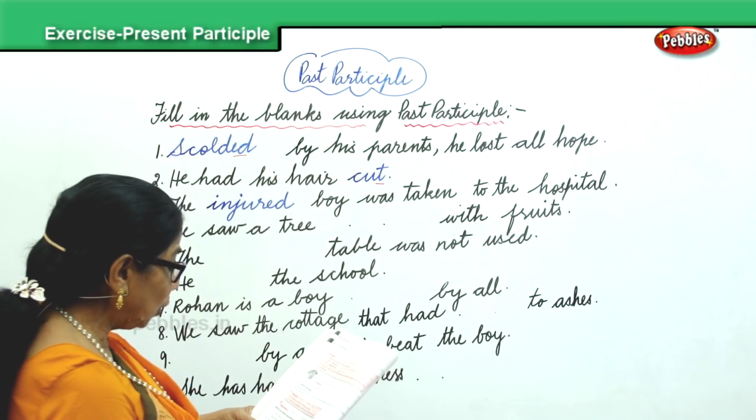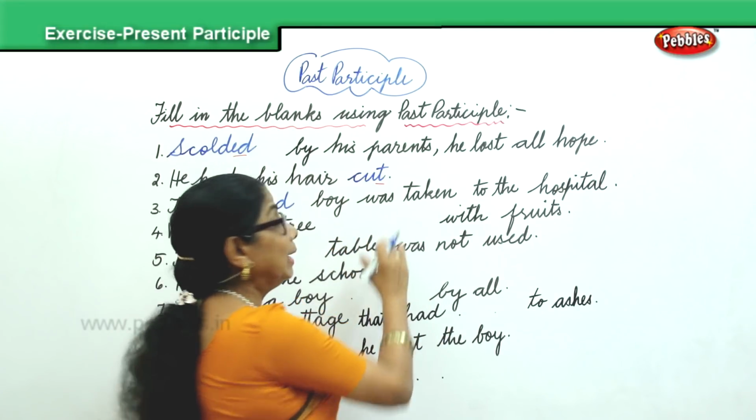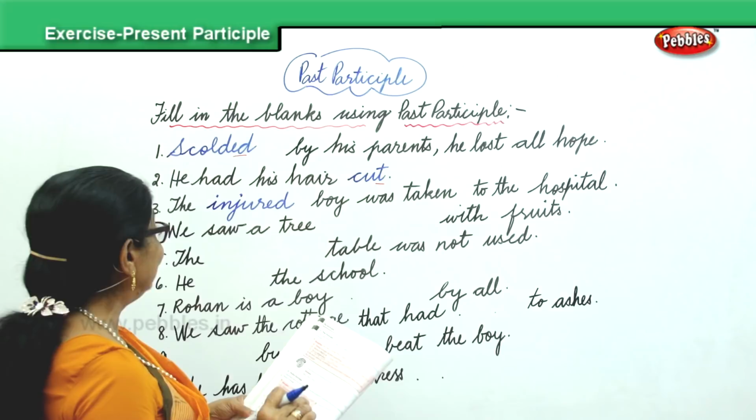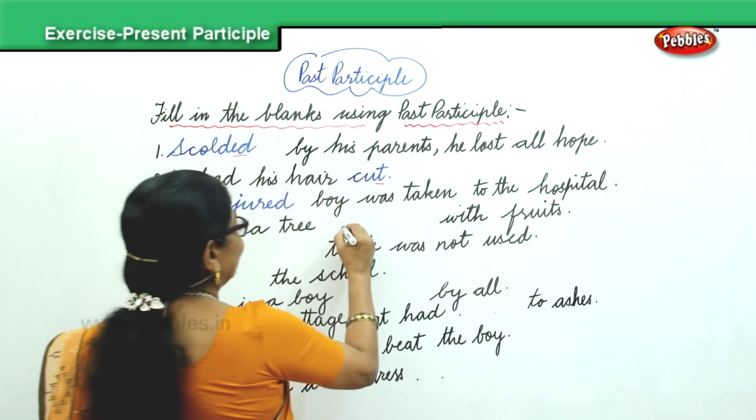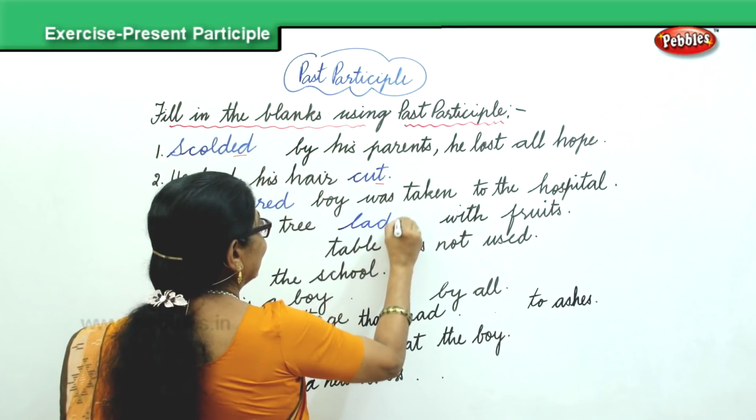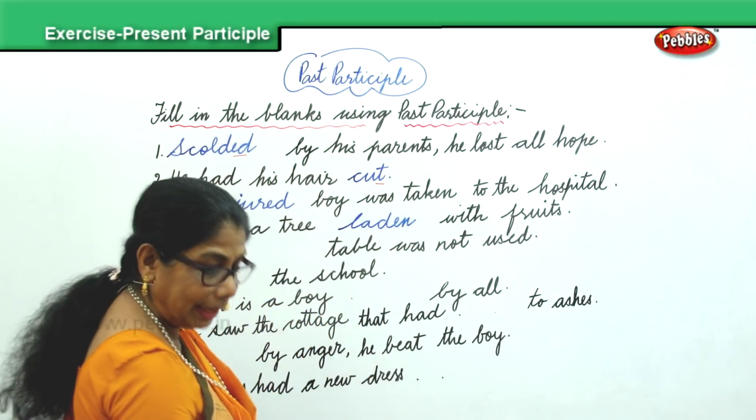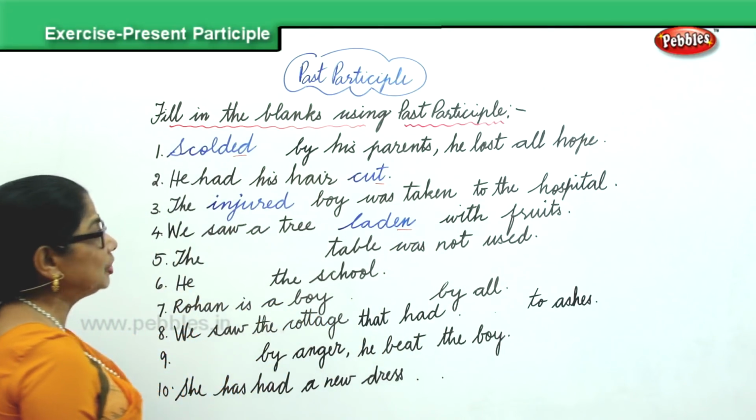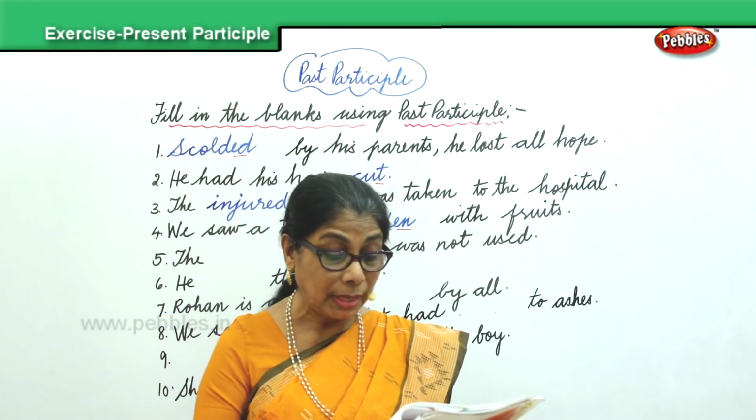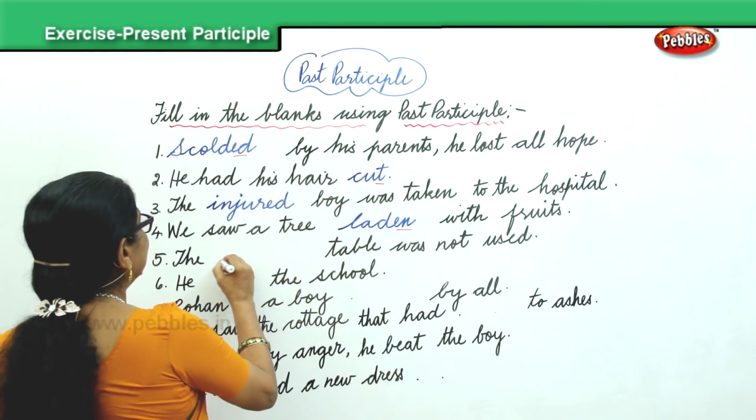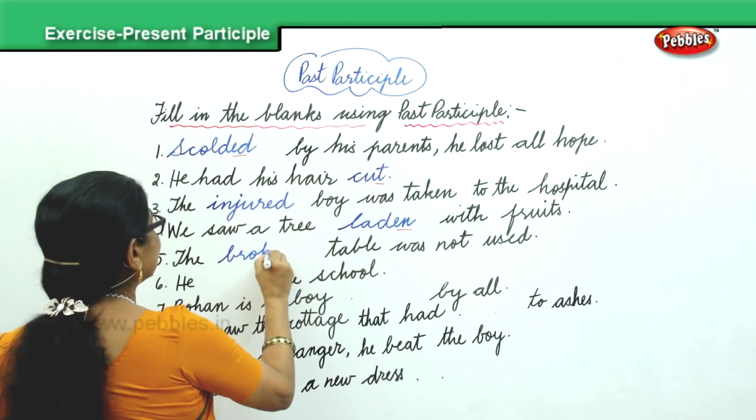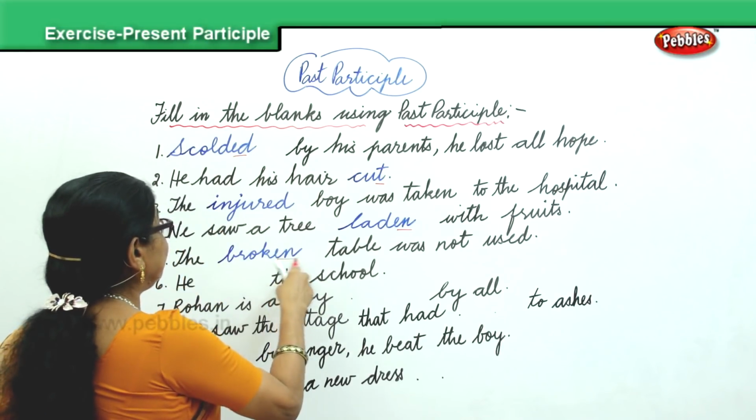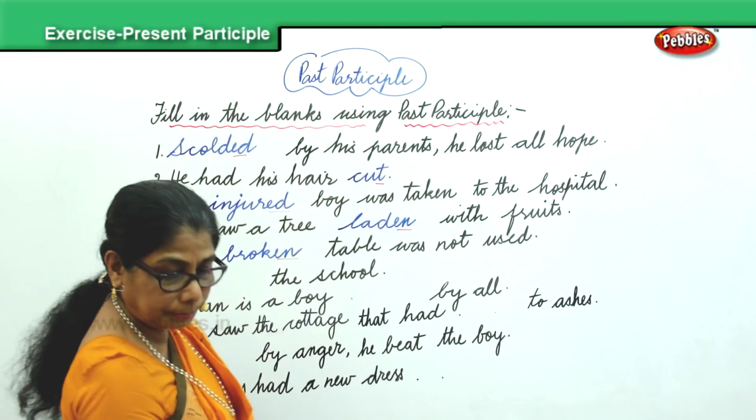Now, we saw a tree dash with fruit, laden. Here it is EN, ending in EN. We saw a tree laden with fruits. Okay. The dash table was not used. The broken table was not used, ending in EN again.